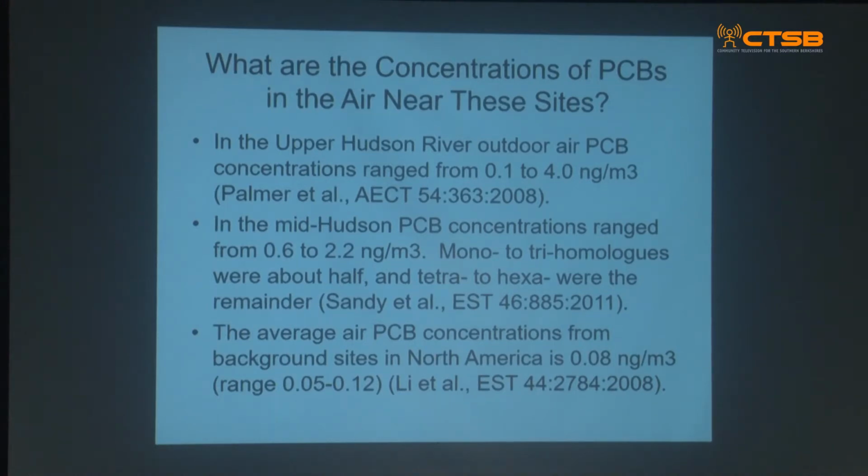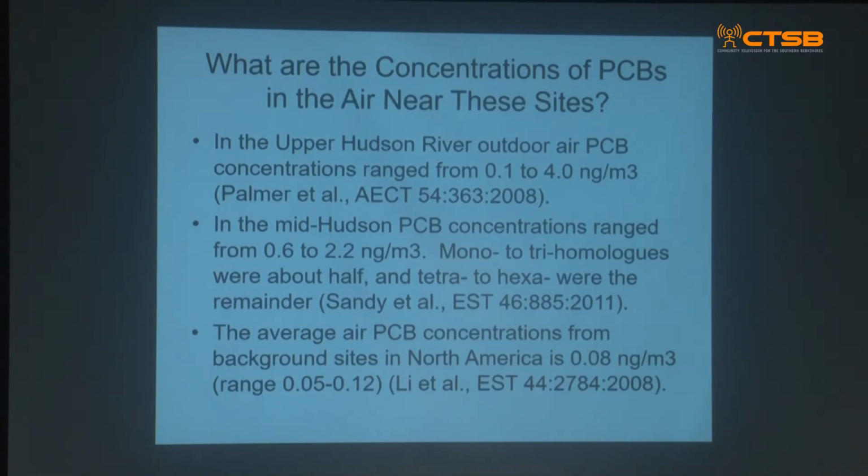All right, what are the levels of PCBs along the Hudson River? And I'll bet they're about the same as you have along the Housatonic. Well, in the upper Hudson where the GE plants were, they were only up to about 4 nanograms per cubic meter. So that's 40 times higher than the background. And you go down the Hudson River where it's less contaminated, they still were of the order of 0.6 to 2.2 nanograms per cubic meter.